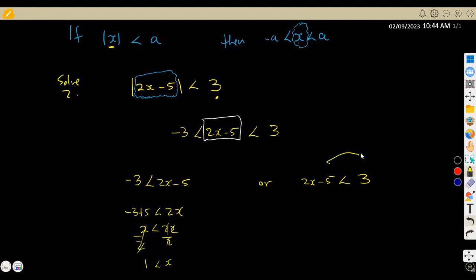We do the same, transpose negative 5, which is going to be positive 5. So 2x is less than 3 plus 5, which is 8. We divide by 2 by 2. So x is going to be less than 4.